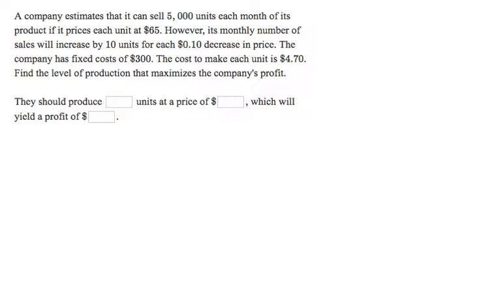To get started, we have to define a variable in such a way so that we can describe profit, because that's what we're trying to maximize. And I only want to use one variable to do this. The best way to do that is to let x represent the number of decreases in price. So the number of 10-cent decreases in price.